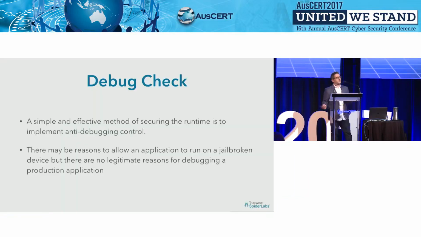Cool. So going into some of the protections now, what you can do to protect against a hostile runtime environment. A simple and effective method of securing the runtime is to implement an anti-debugging control. There may be reasons that you might choose to allow your app to run on a jailbroken device, and we'll talk about jailbreak checks in a second, but there should be no legitimate reasons for allowing debugging of your production application, right? Doesn't make sense.